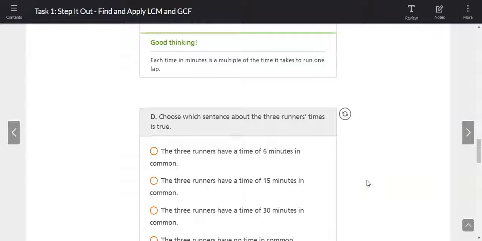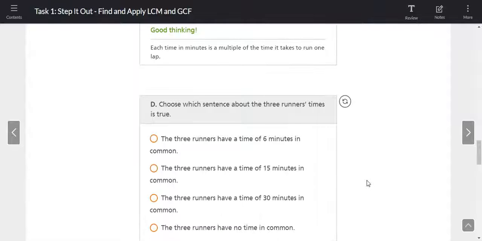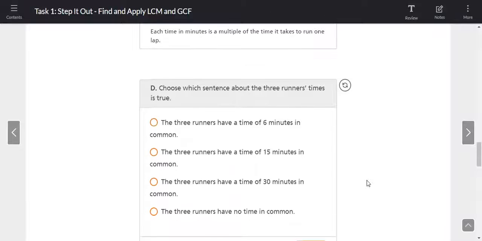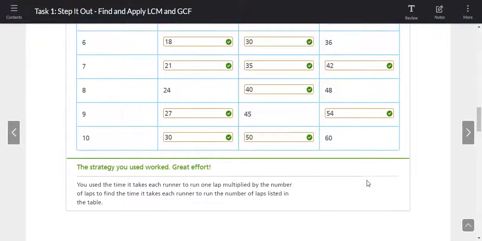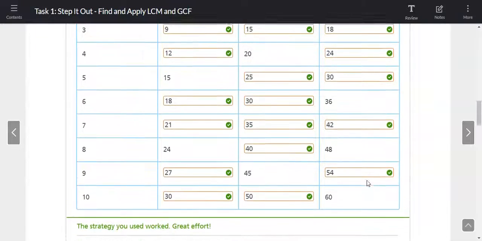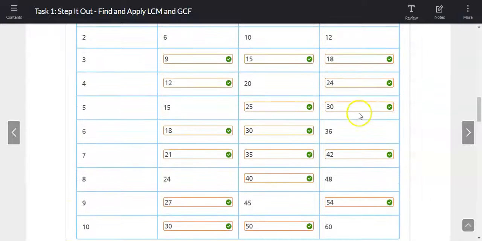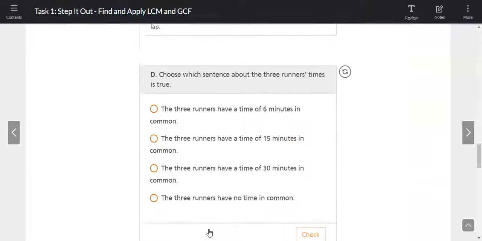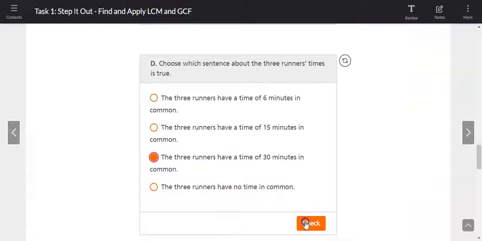Choose which sentence about the 3 runners' times is true. The 3 runners have a time of 6 minutes in common. They have a time of 15 minutes, 30 minutes, or they have no time in common. So let's go up here and look at this. We have 30, 30, and 30. So they have 30 in common.